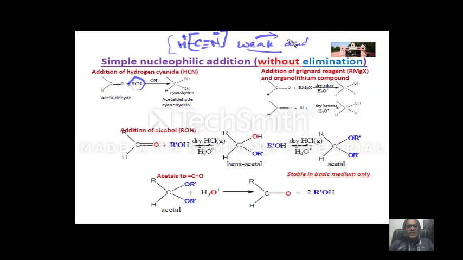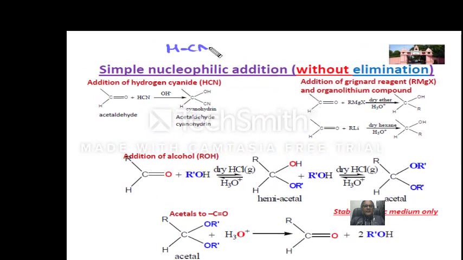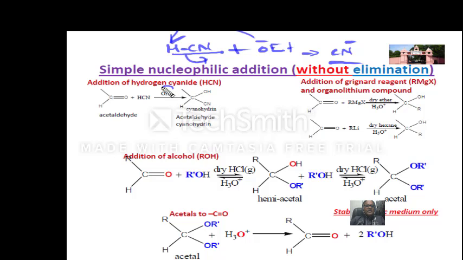So what you need is a strong base. This is a weak acid, so you need a strong base, say like this. It will help in the generation of CN minus, which can act as a nucleophile. So OH minus helps in abstracting this hydrogen proton, and eventually you have CN minus, and this CN minus can attack this particular carbonyl. Eventually you get this thing. This is a cyanohydrin. Cyano, this is CN, and hydrin is because of OH. So this becomes cyanohydrin, right?